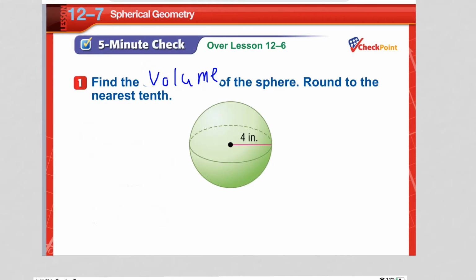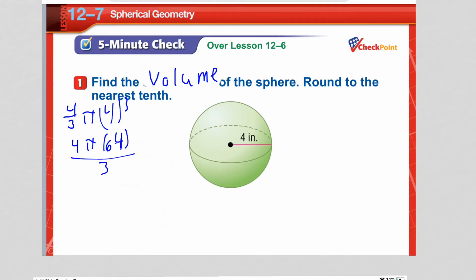Okay, so our formula is 4/3 pi r cubed, so we do 4/3 times pi. Our radius here is 4, and we want to cube it. So please remember order of operations. We have to cube that 4 first. So we're going to take 4 times pi, and then 4 cubed is 64. And we're going to divide all that by 3.